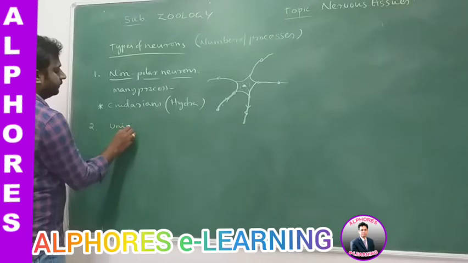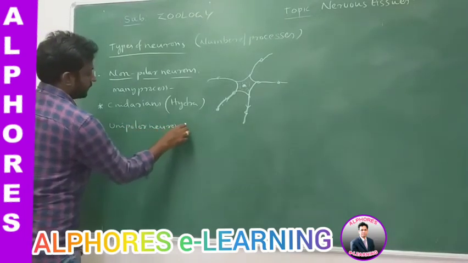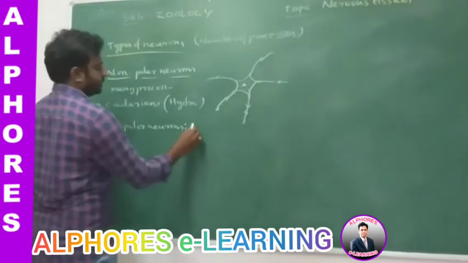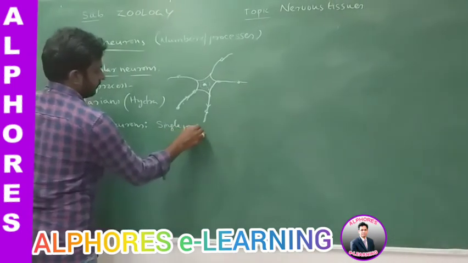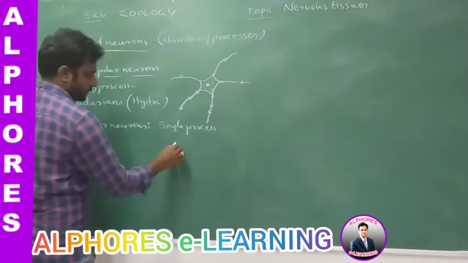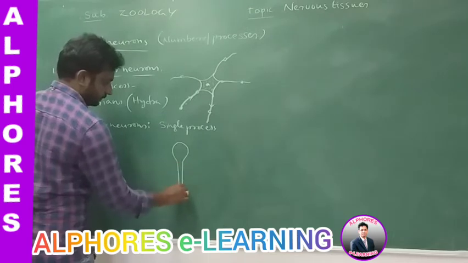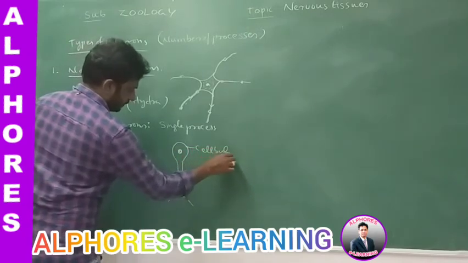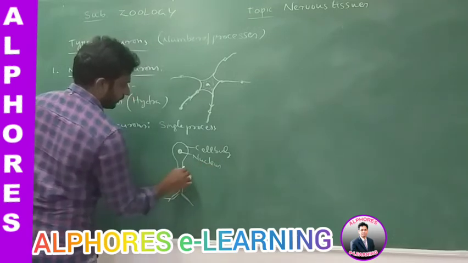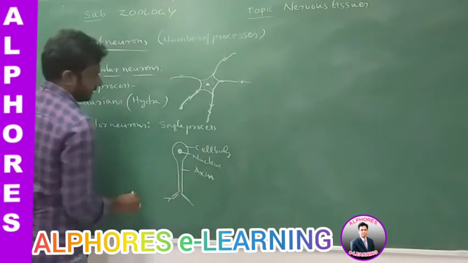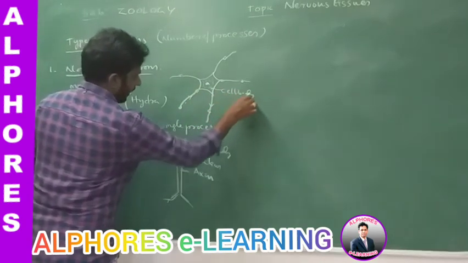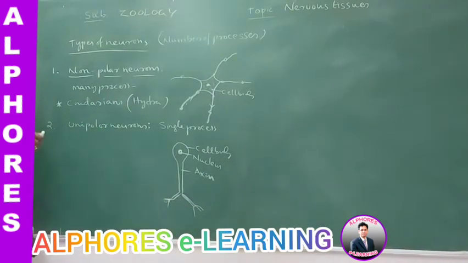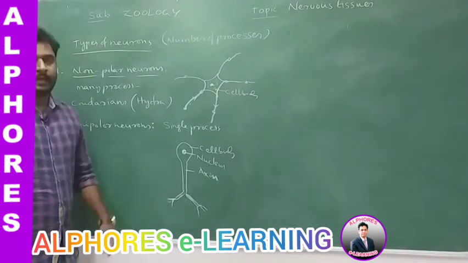The second type of neurons are called unipolar neurons. Uni means single. Unipolar neurons are having a single process, and that single process is the axon. This one is the cell body with the nucleus, and only the axon is present, without dendrites. Only one process is present, which is called the axon.